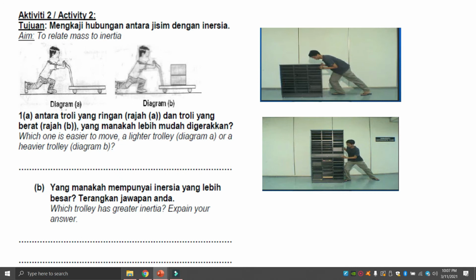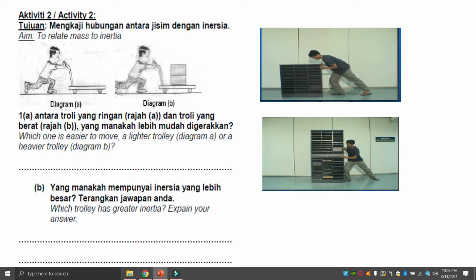Which one, the bicycle or the lorry, is easier to make a turn? Just now I used a bicycle and the lorry, so which one is easier to turn right? Of course the bicycle. Why? Because you will answer that the bicycle is lighter than the lorry, right? So that is also considered as inertia.